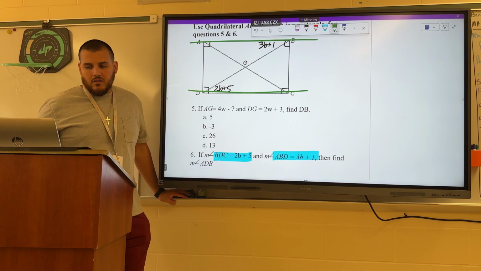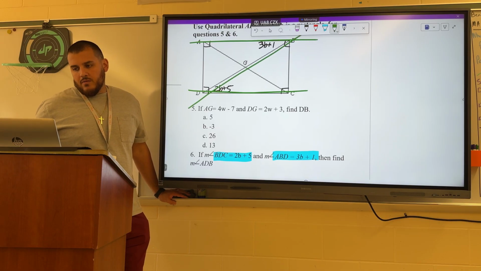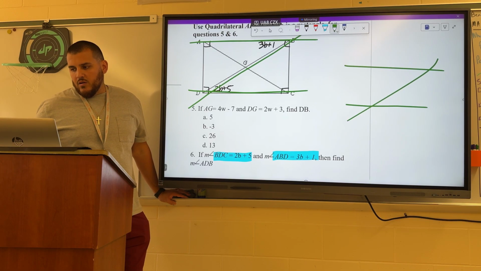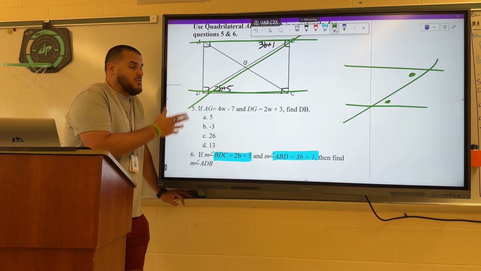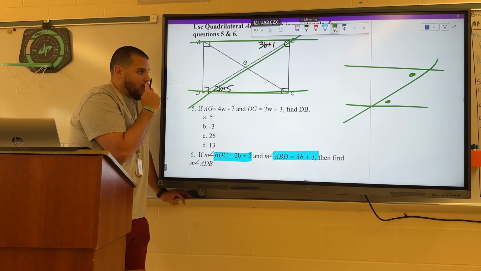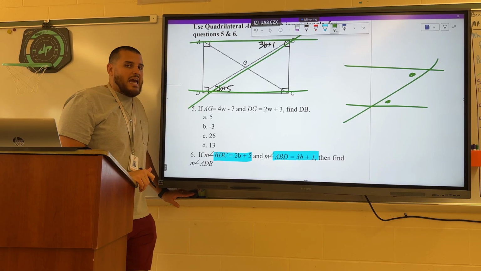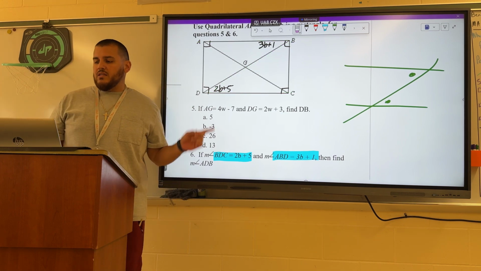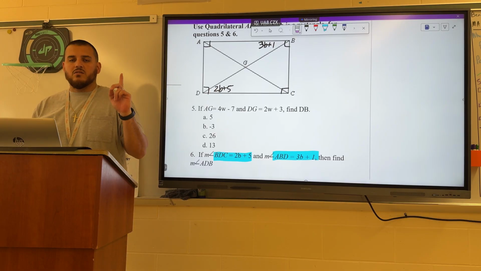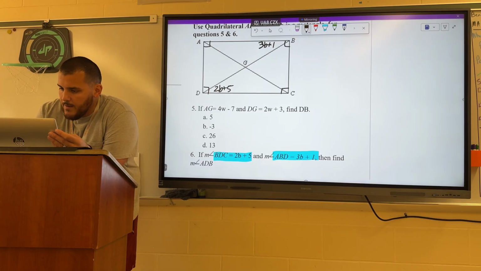Those sides would be parallel. This is a transversal. Where our B's are located, right here and right here, those are alternate interior angles. And on parallel lines, which rectangles have because they're parallelograms, alternate interior angles have to be congruent to each other. So we're starting this problem by identifying these as alternate interior angles, and I can solve for B by knowing that alternate interior angles are congruent or equal on parallel lines.